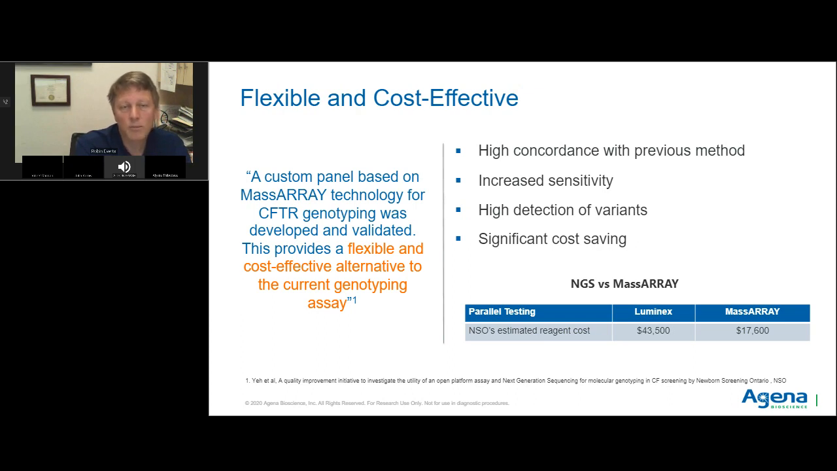They found more mutations because they could get a broader panel. They had a high detection of different variants, and they had a significant cost savings, as you can see here below. On their previous platform, they were spending about $43,000 per number of samples. And after that, when they run these on MassARRAY, they actually only spent $17,000. So they saved about $20,000, $25,000 per batch of samples.